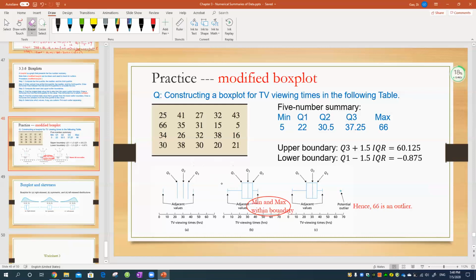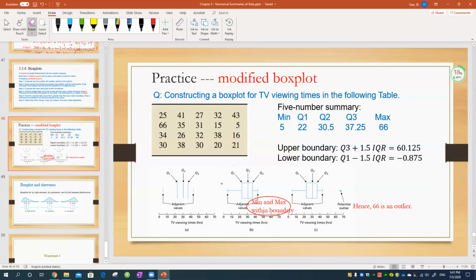And then for the two short bars, for this modified one, we want to look at the minimum and maximum within the boundary, and we call those adjacent values. We have 5 as the minimum within the boundary, because the boundary is from negative 0.875 to 60.125. So 5 is the minimum within the boundary. And the maximum within the boundary is not the original maximum, because 66 is outside the boundary. So we're going to look at the next largest one, which is 41.